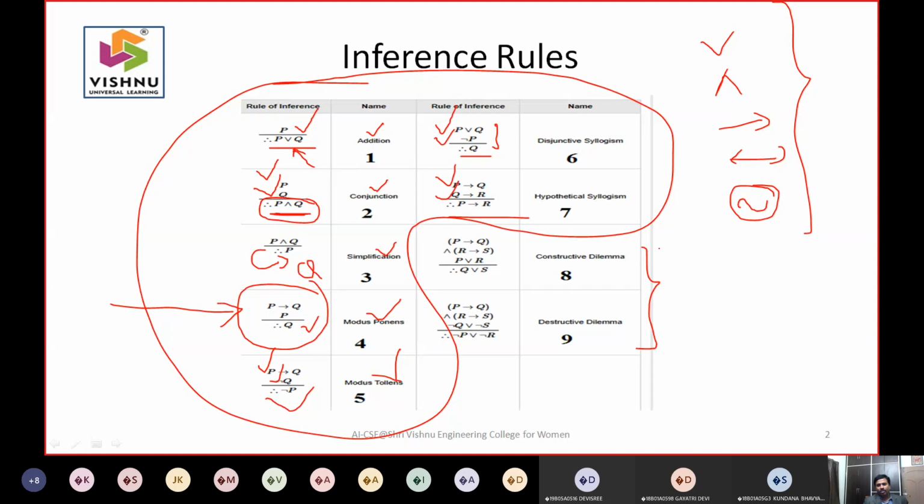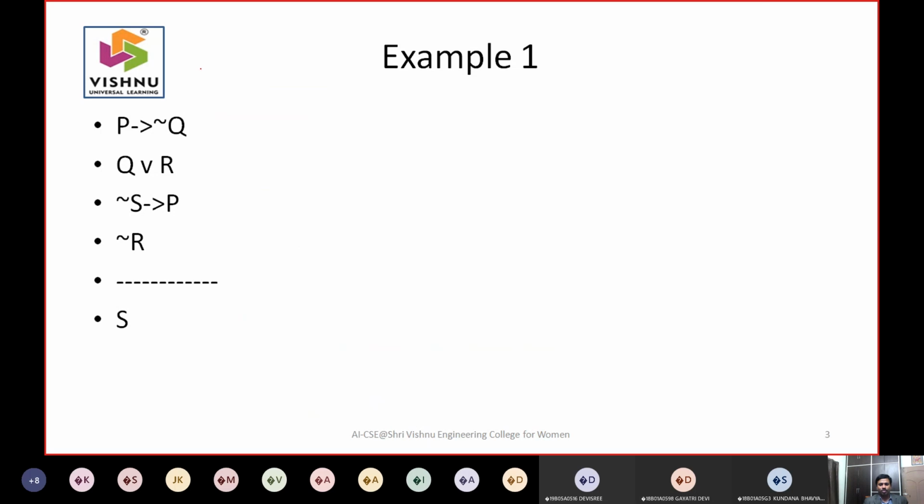These rules are a part of these 7. So there is no need to remember constructive dilemma and destructive dilemma, because rules 8 and 9 are consequences of the 7. Whenever people ask about NDS, you write that all the symbols are accepted, and at the same time the 7 rules are used to infer something. Now I am going straight to the problems.